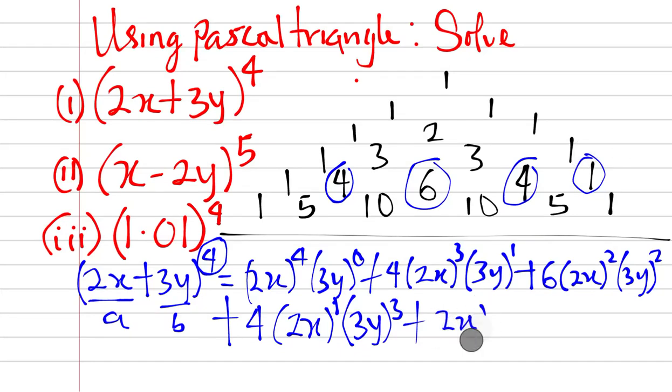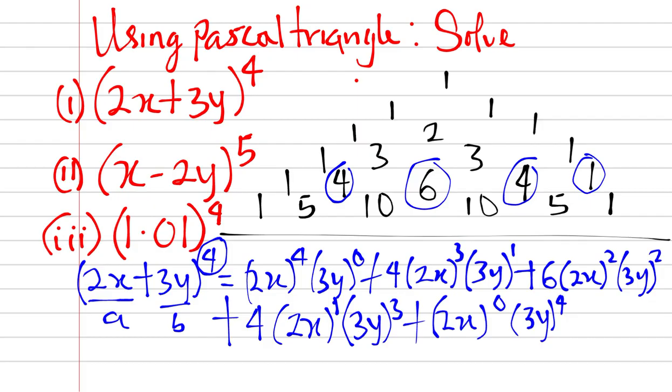So that will be 2x raised to the power of 0, since this one will decrease, into bracket, and this one will increase now, so that will be 3y raised to power 4. Now you can see that these ones have values, so they are not like the previous example that we did that did not have values.